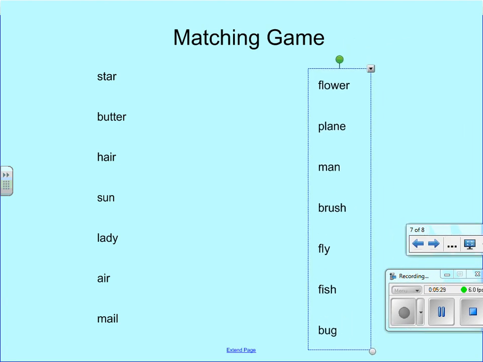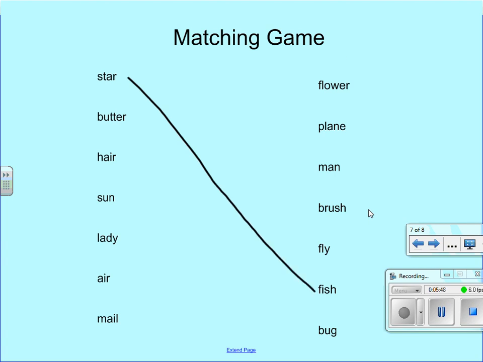Alright. Who can tell me where to match star to? Rosie, do you know? Star flower? Is that a word? No, I don't think so either. Where should I match star to? Fish. Wonderful. Starfish. Okay, guys. What about butter? Who can tell me about butter? Cassandra, where do you think butter belongs to? Butter plane? No, you got it correct. Butterfly. You guys are too smart.